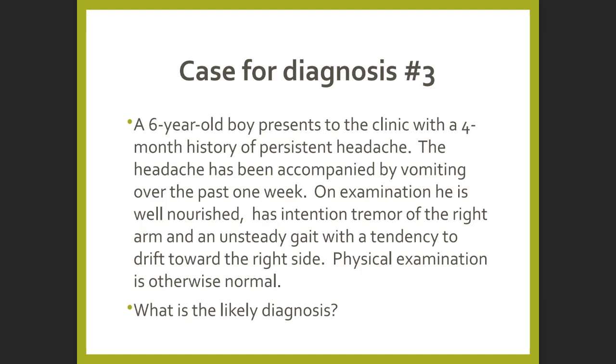How about this case? A 6-year-old boy presents to the clinic with a 4-month history of persistent headache. The headache has been accompanied by vomiting over the past 1 week. When he's examined, he's well nourished, but he has intention tremor of the right arm and an unsteady gait with a tendency to drift towards the right side. The physical examination is otherwise normal. What is his likely diagnosis?